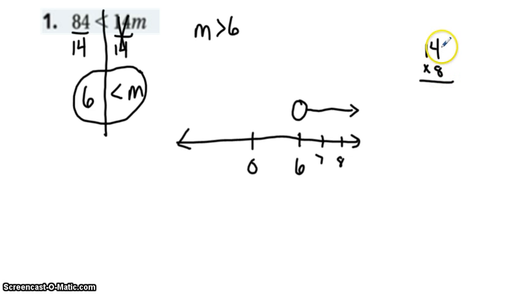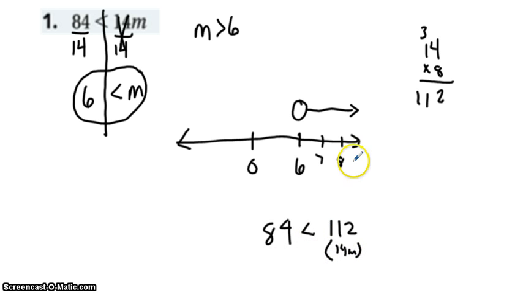just to show you, 8 is greater than 6. 8 times 14, this would be 32. 8 times 1 is 8, plus 3 is 11. And then if I fit this in there, I have 84 is less than 112. And this was my 14 times m side. Okay, so 84 is less than 112. Thus, 8 is a solution, but so is 9, so is 10, any number greater than 6.